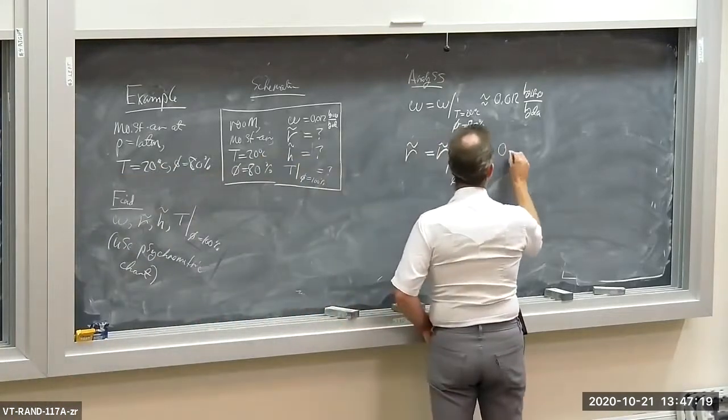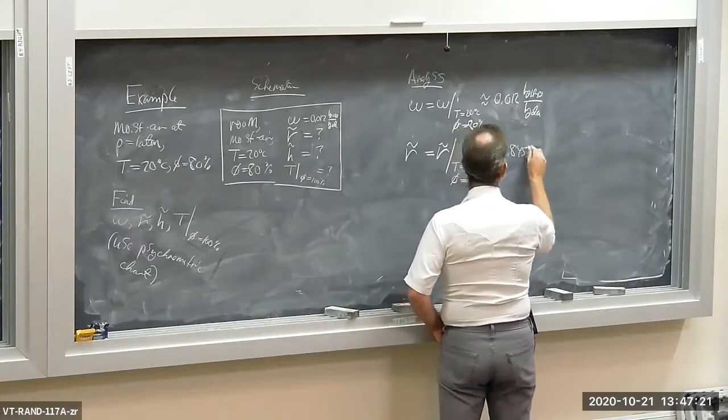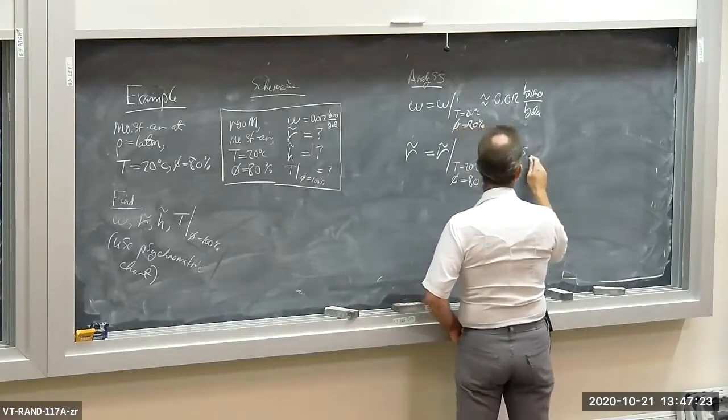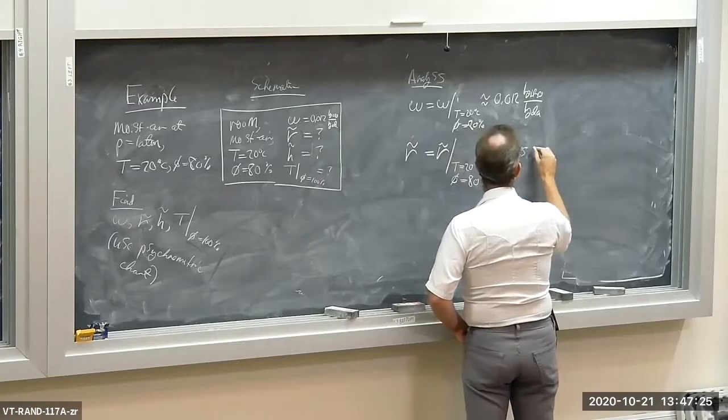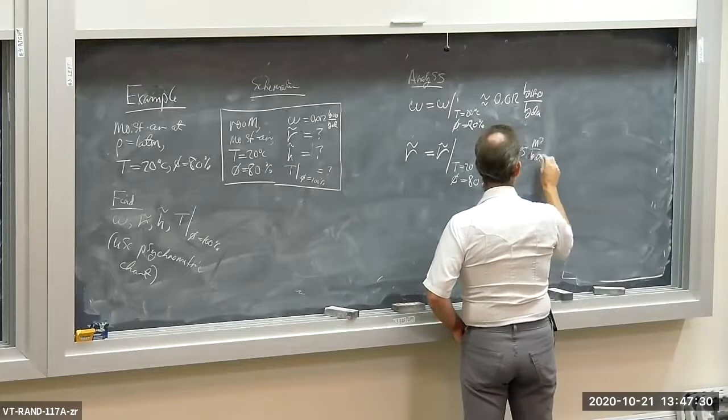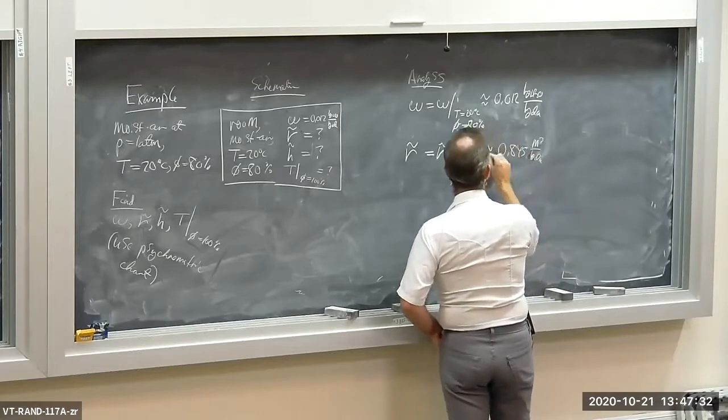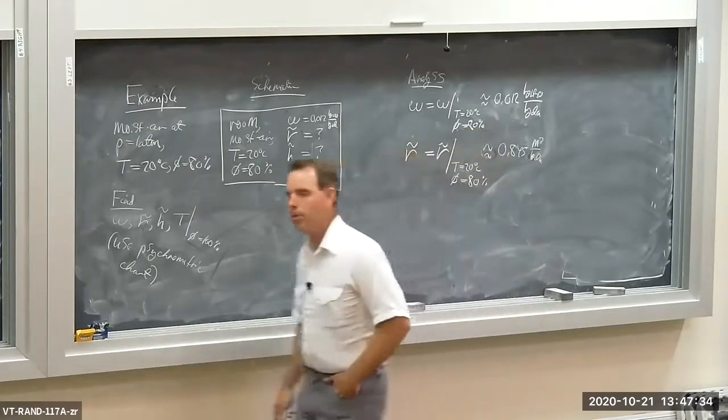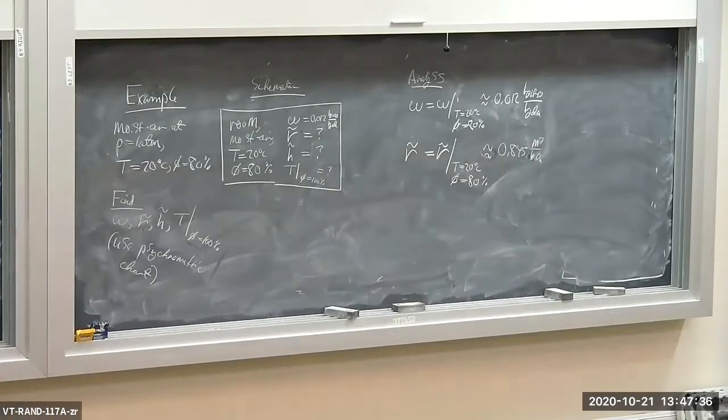So let's see here. This is 0.845, and that is cubic meters per kilogram dry air. I'm going to put approximately equal here. We're kind of eyeballing it, 0.845 cubic meters per kilogram. Okay, so that's the specific volume of the moist air per kilogram of dry air, on a kilogram of dry air basis.